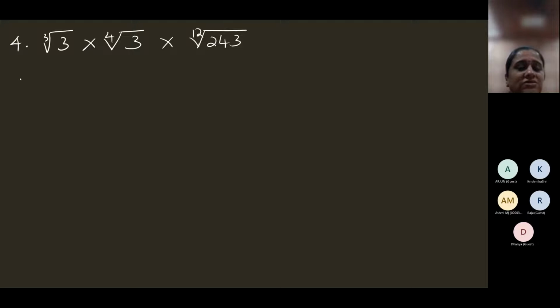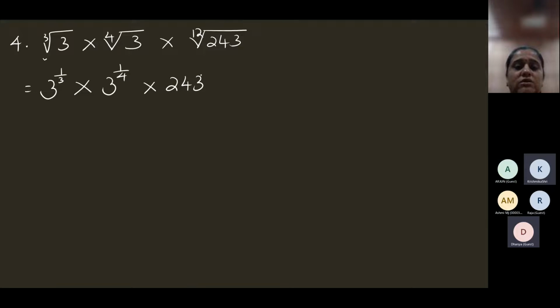Now, tell me these terms in the exponential form. How do you write cube root of 3 in the exponential form? 3 to the power 1 by 3, correct? Yes, ma'am. Then 4th root of 3? 3 to the power 1 by 4. And what about 12th root of 243? To the power 1 by 12. Okay, so this will be the first step.